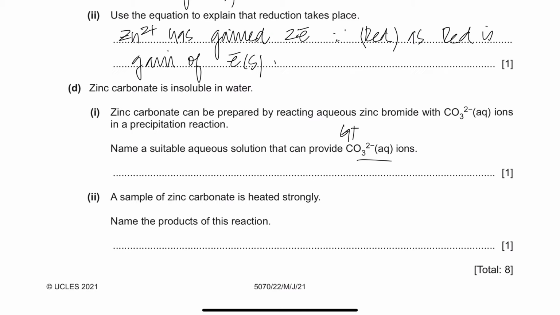Solubility: all are insoluble except for group 1 or ammonium. That's it, group 1 or ammonium. So I can say ammonium carbonate, or you can say group 1. So for ease, let's say sodium carbonate, right? We'll say sodium carbonate, because sodium carbonate can be aqueous, right? It says name, don't write the formula. Name means just name it. So sodium carbonate, or potassium carbonate, or you could have just said ammonium carbonate, whatever.